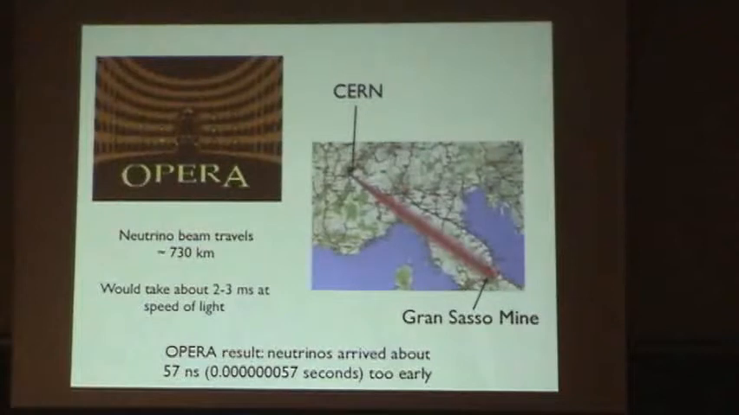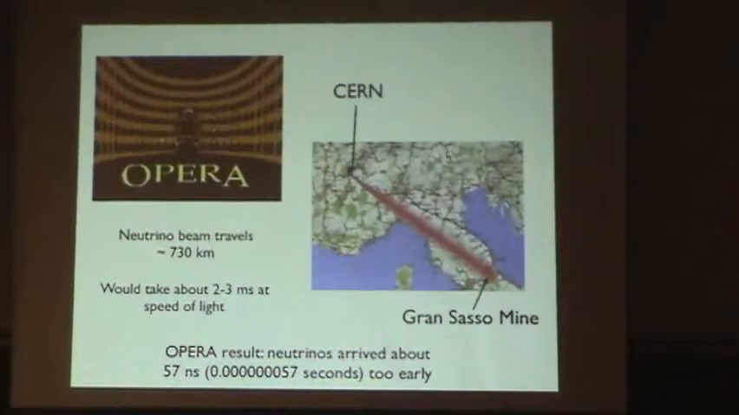So what did OPERA do? Well, CERN generates a beam of neutrinos here in Switzerland, and they send that beam of neutrinos under the ground to a mine in Italy, the Gran Sasso mine, which is 730 kilometers away. I don't know if Mark talked at all last time about dark matter experiments, but if you're familiar with the DAMA experiment that's been reporting signals of dark matter for years and years, it's in the same mine, so something funny is happening in this mine. It would take about 2 or 3 milliseconds for something moving at the speed of light to make this path.